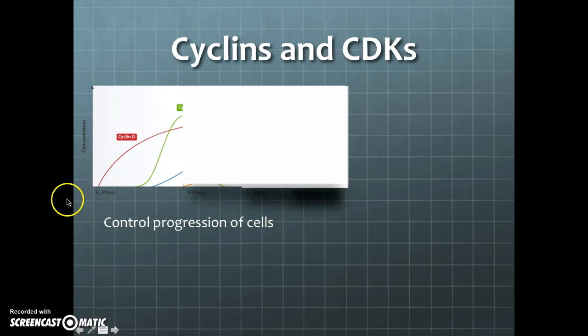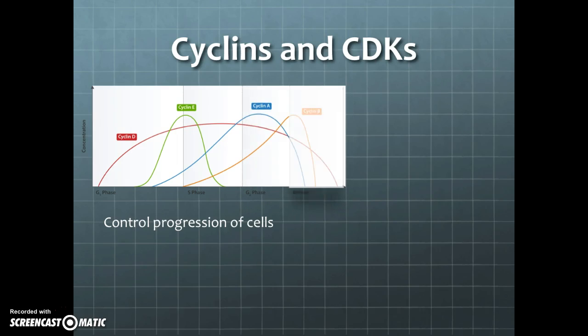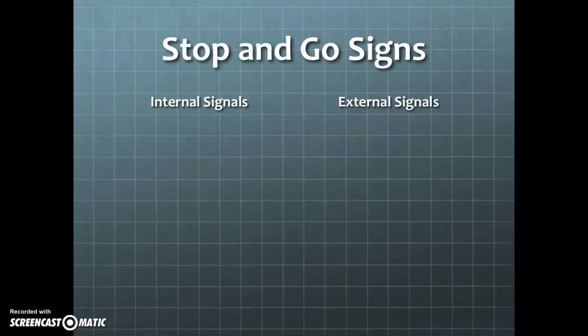So in this graph, you will be able to see how different cyclins change their concentration along the cell cycle, and how these different cyclins will be able to react differently in the cell cycle, which makes them able to control progression of cells along the cell cycle. So, stop and go signs.